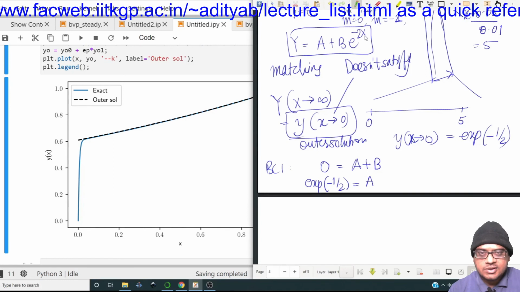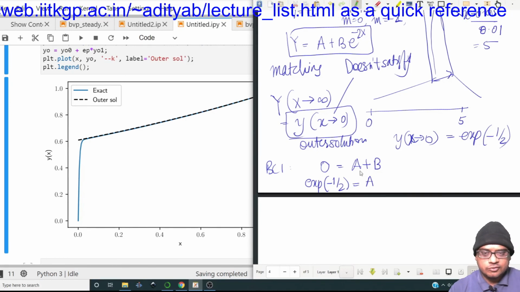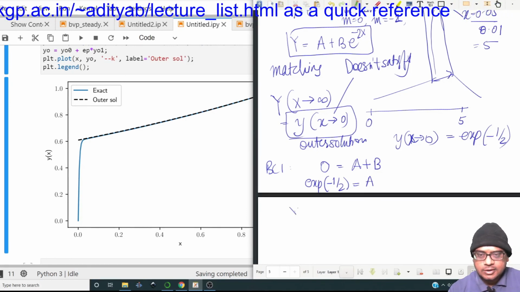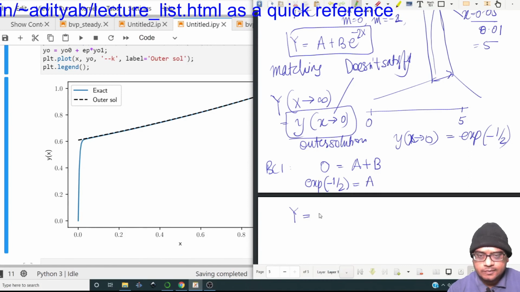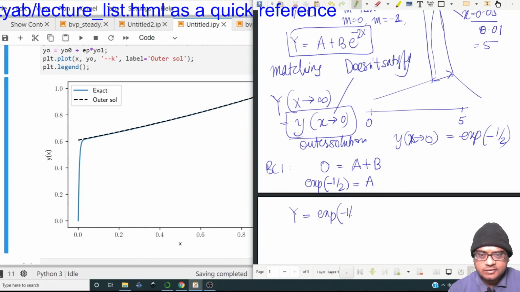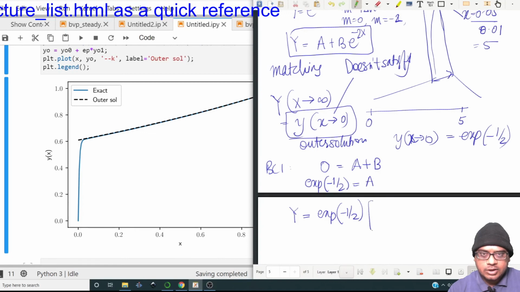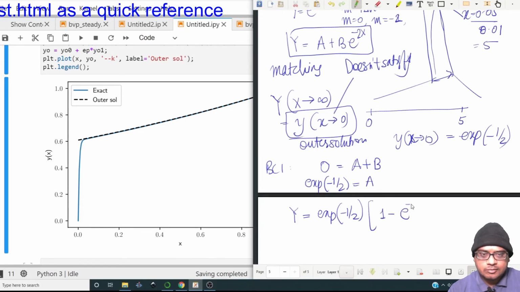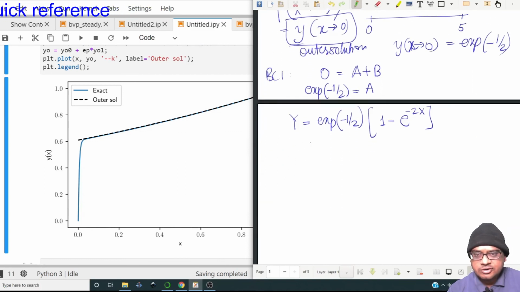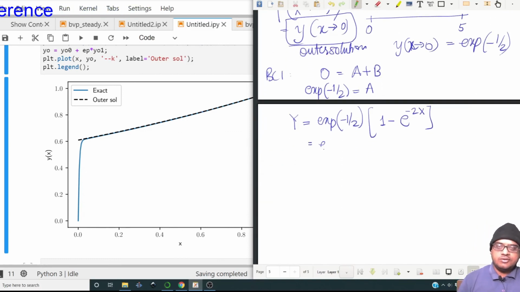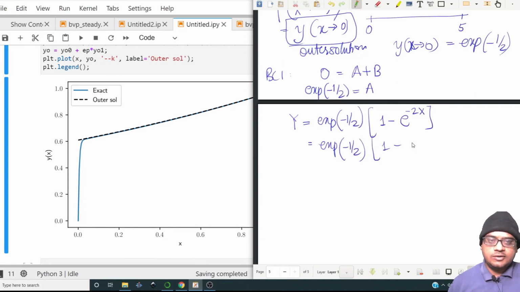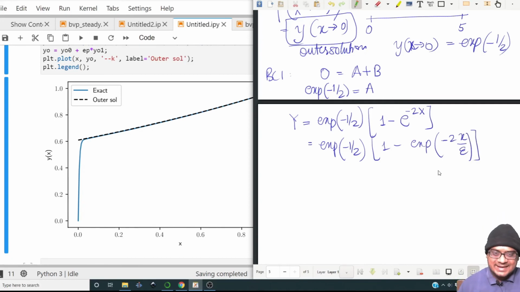Okay, because when x tends to infinity, this term will go to 0. All right. So capital Y becomes exponential of minus half times 1 minus exponential of minus 2 capital X. Now let us write this expression in terms of the original coordinate system. So this is exponential of minus half, 1 minus exponential of minus 2 small x by epsilon, because this is how we found out the scaling.